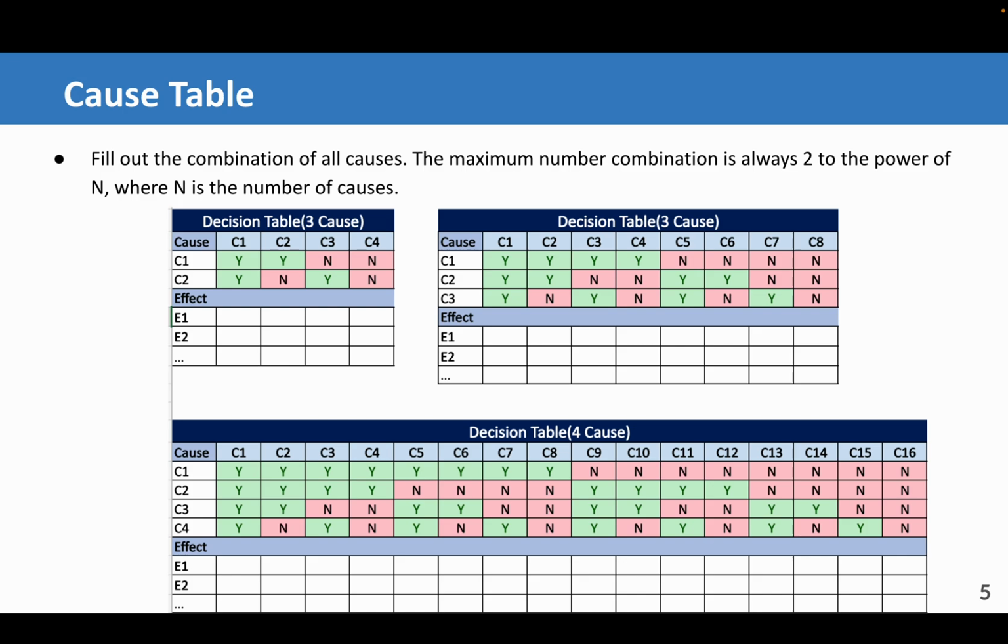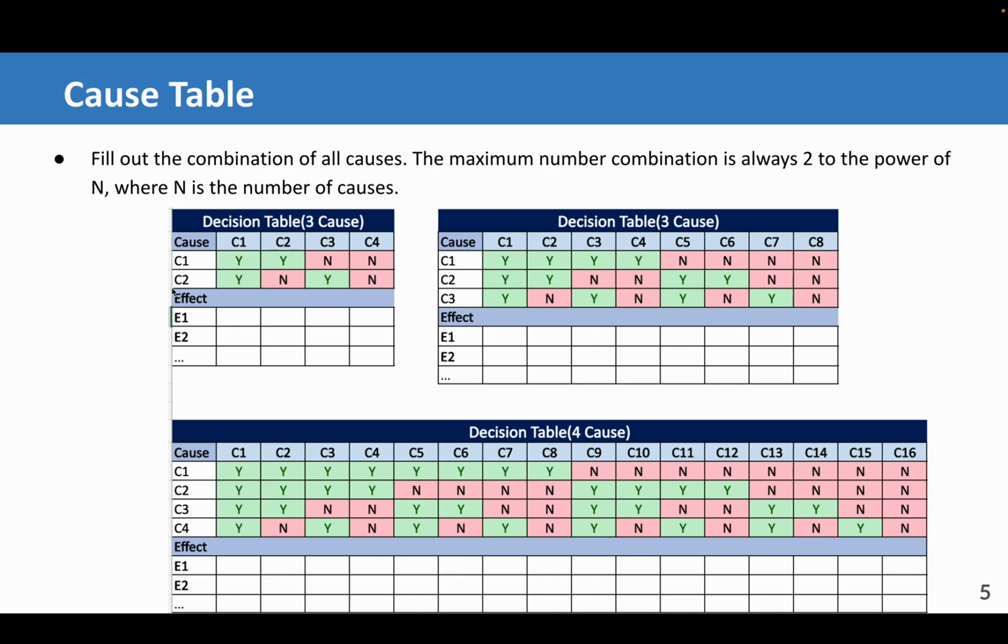So here c1, c2, c3, c4, c5 and so on indicate the combinations that we need to test, and the prefix c1, c2, c3 indicates the causes that we have in the system. So first we need to fill out the combinations of all the causes, and the maximum number of combinations is always 2 to the power n. So n, like I said, indicates the number of causes.